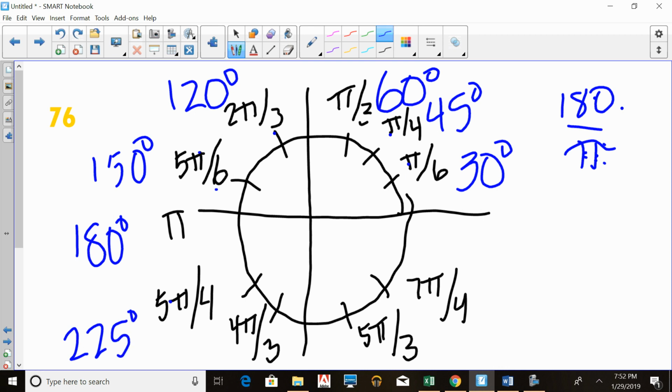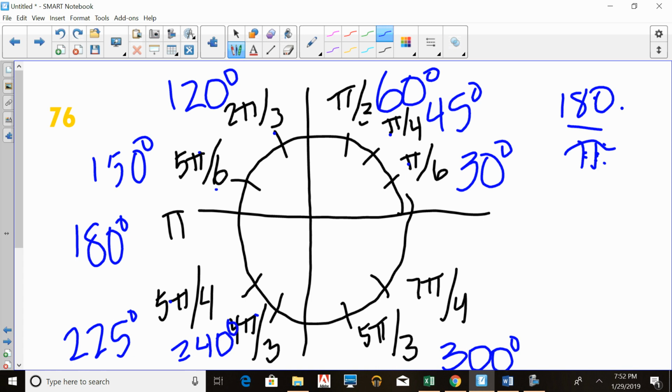4 pi over 3, the pi's divide out. 3 goes in 180 60 times, and 60 times 4. Was that 4 pi over 3 or 5 pi over 3? Oh, right, 4 pi, so 240. Then 5 pi over 3, same one as this, except now you have 5 times 60, which is 300 degrees.